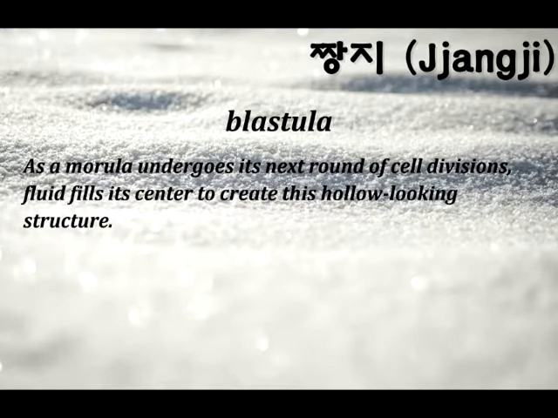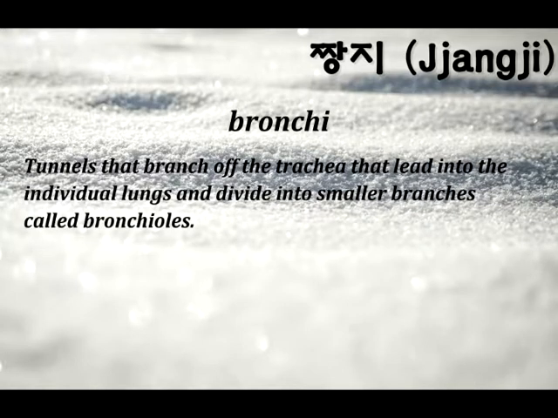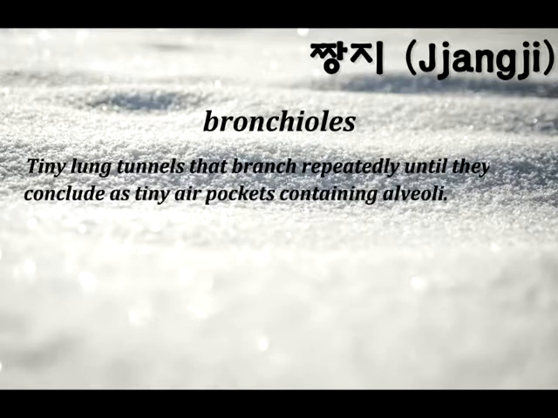Blastula, as a morula undergoes its next round of cell divisions, fluid fills its center to create this hollow-looking structure. Bottleneck, a dramatic reduction in population size that increases the likelihood of genetic drift. Bronchi, tunnels that branch off the trachea that lead into the individual lungs and divide into smaller branches called bronchioles. Bronchioles, tiny lung tunnels that branch repeatedly until they conclude as tiny air pockets containing alveoli.